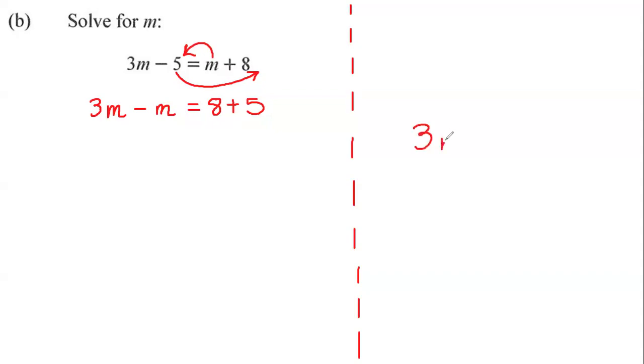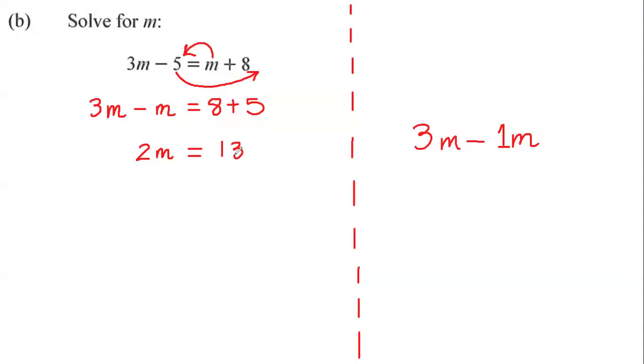So we have 3m minus m. Even though we have the m here, the coefficient of this variable is actually 1. Whenever you don't see a number in front of it, there's an invisible 1, like she said. So we actually have 3m minus 1m, which is 2m. And 8 plus 5 is what? 13.